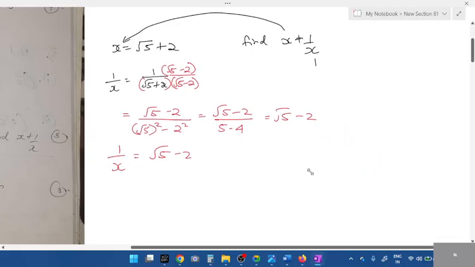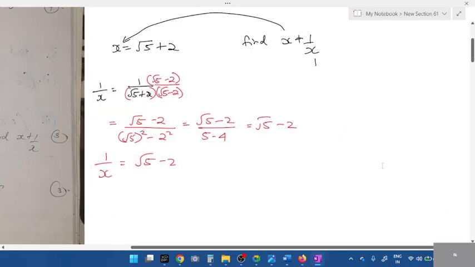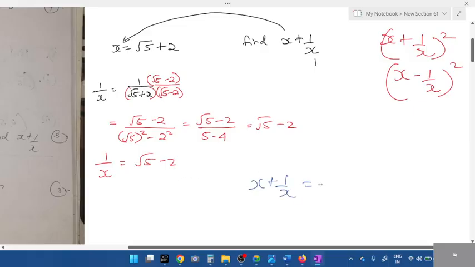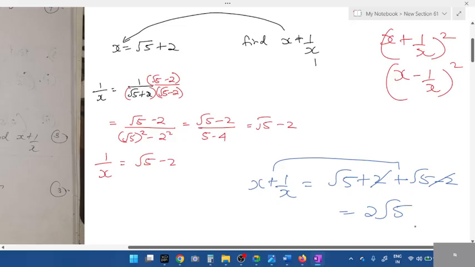Whenever they ask 1 by x, just take 1, students. Sometimes they'll ask like this: x plus 1 by x the whole square, or x minus 1 by x the whole square. Simple, just take whatever they ask. Now they have asked us x plus 1 by x. Take x plus 1 by x, that is equal to the x value, root 5 plus 2, plus 1 by x, which we got as root 5 minus 2. Plus 2 minus 2 gets cancelled. What's the answer? 2 root 5.